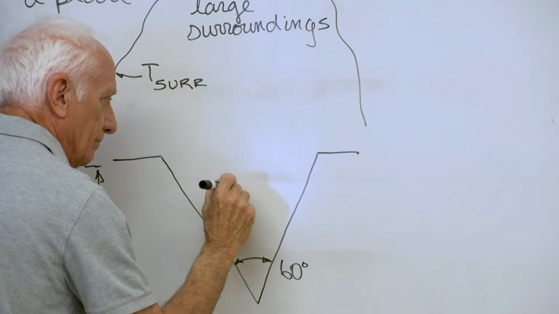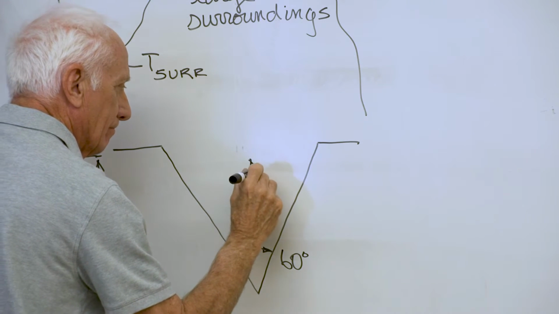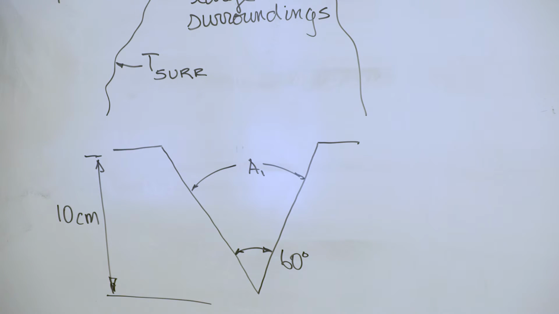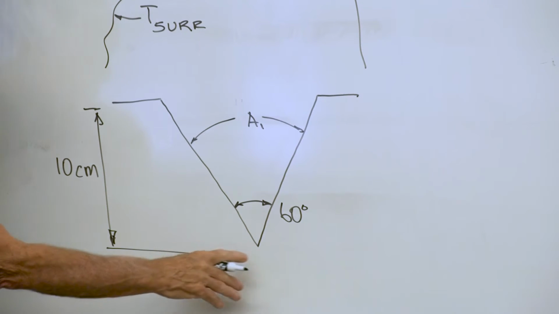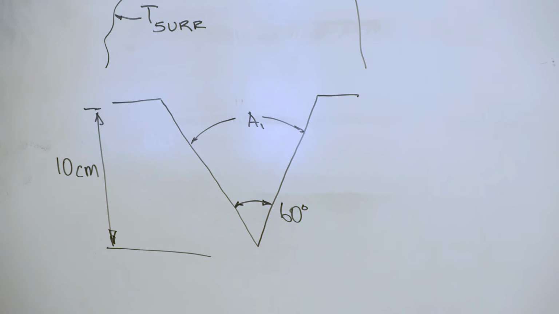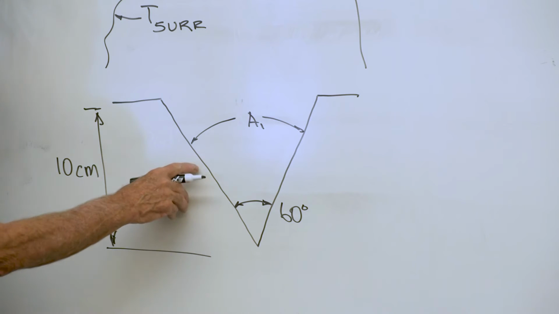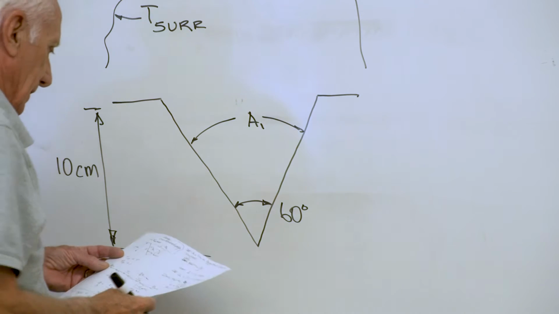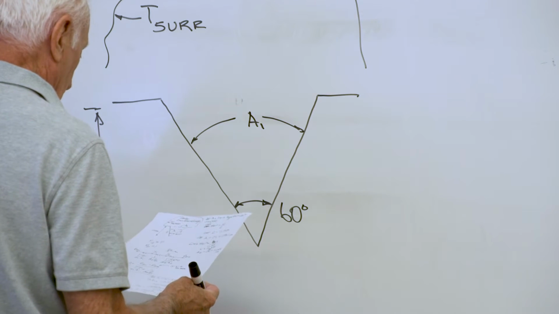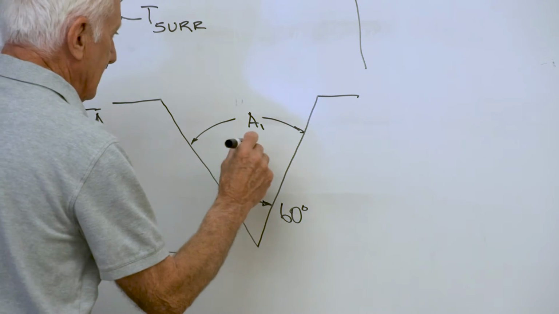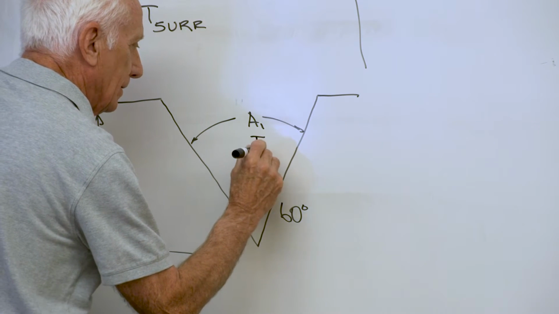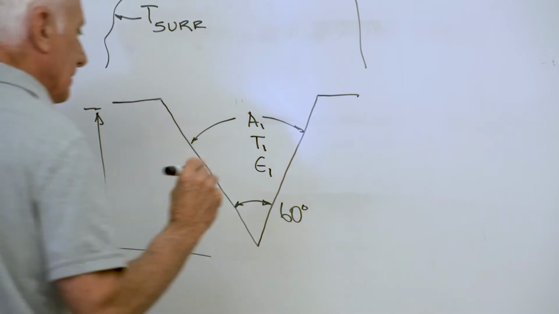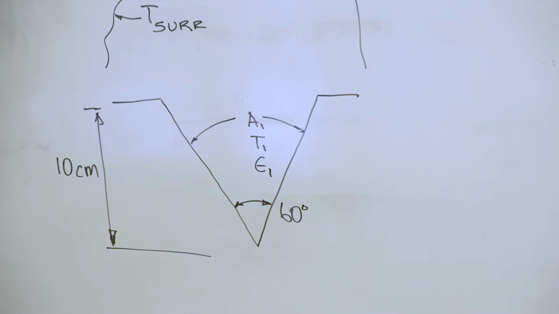Now, surface A1 is both sides of the groove. We call it surface A1. As long as they touch like that, it's okay to call that one surface. We don't want to call the left-hand side A1 and the right-hand side A2, because the temperature of those surfaces is given. So that's T1 and A1. We know T1, we know A1, we also know epsilon 1. So that's what I know.